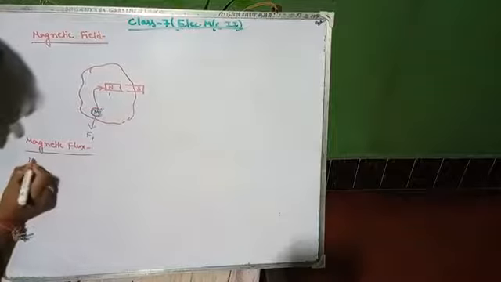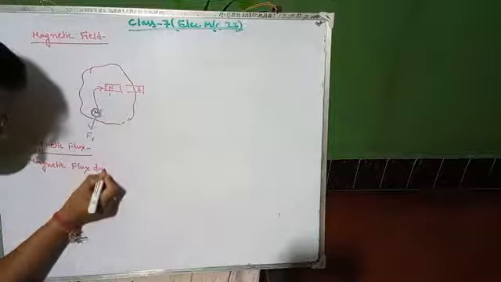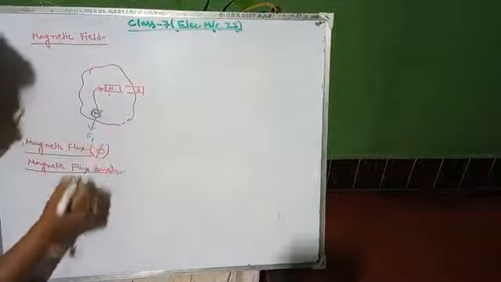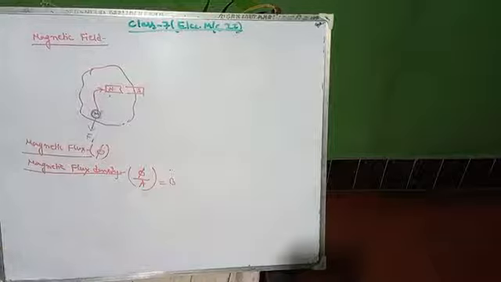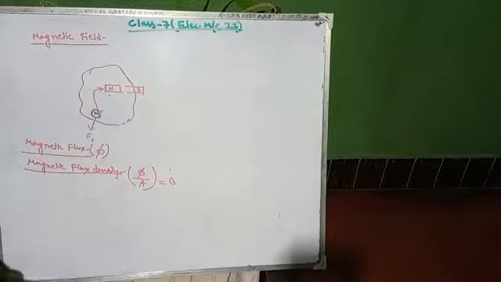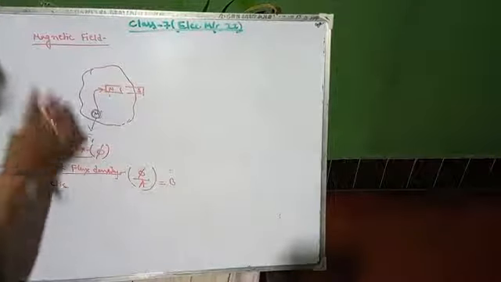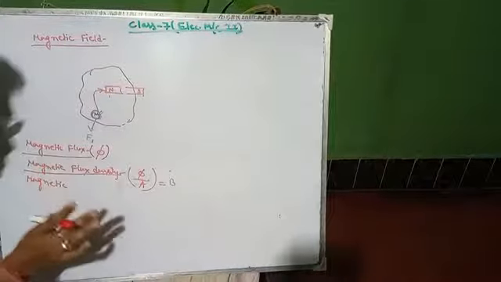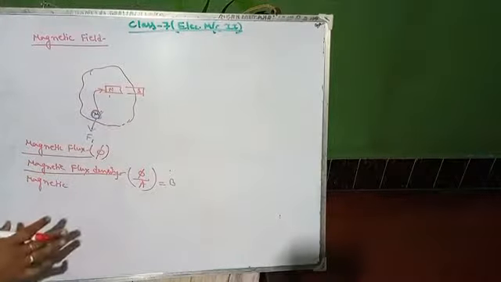Next, magnetic flux density. What is magnetic flux density? If we consider the total amount of flux as phi, then phi divided by A, we take it as B. So magnetic flux density B is phi by A. Next one, magnetic field intensity. These formulas and concepts are very basic. In your electromagnetic field theory subject, all of these concepts were already taught in your previous year.